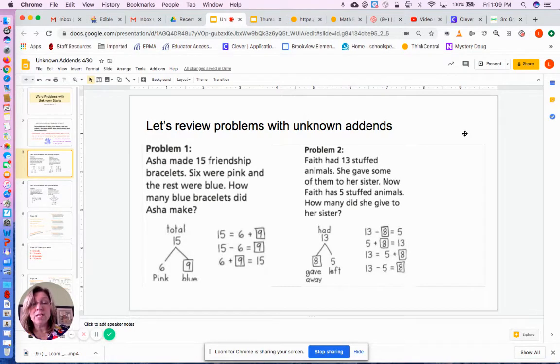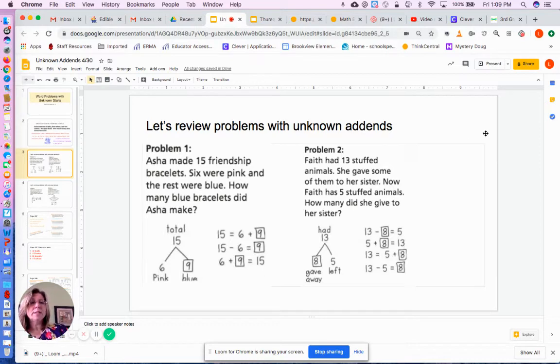She has 13. That's the top of our mountain. She gave some away. We don't know what that is, so that's a box. But she has 5 left. Okay, so 13 minus something she gave away equals 5. Okay, or 5 plus something equals 13. How do we solve? We need to subtract 5 from 13 to figure out 8.